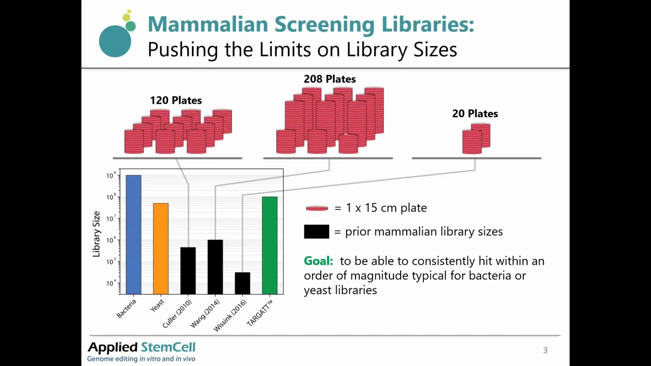So as for now, the size varies a lot among different types of libraries. As shown here, the library size for both bacteria and yeast can reach up to 10 to the 8th to 10 to the 9th. However, the mammalian library size is limited to only 10 to the 4th to 10 to the 6th. And this also involves a lot of labor, making from 20 up to 200 plates. The major reason for the small size of mammalian libraries is the low knockin efficiency of inserted genes.